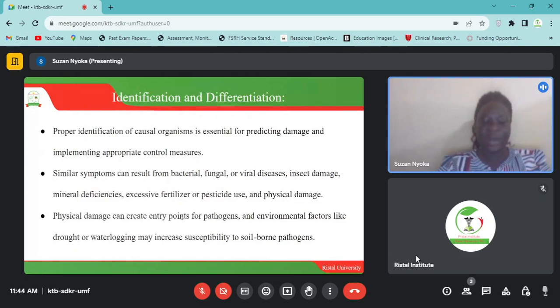It's very, very important to identify the organism that might have caused the damage or disease to the plants, because it gives you an idea on what measures to put in place to control, like if it is insects, what you need to do, if it's worms. And then similar symptoms can result from bacterial, fungal, or viral diseases, insect damage, mineral deficiency, excessive fertilizer or pesticide use, and physical damage. Physical damage can create entry points for pathogens, and environmental factors like drought or waterlogging may increase susceptibility.